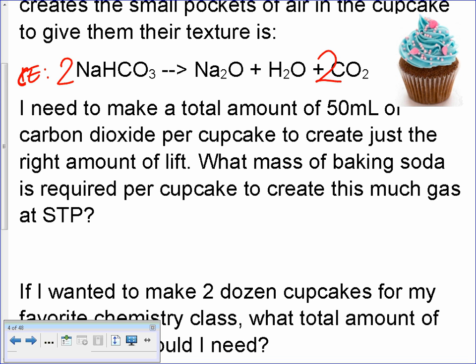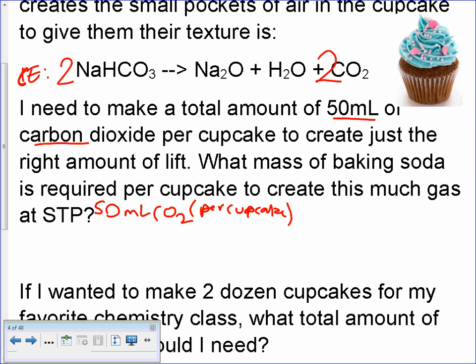You got it down. So as for reading, I want you to write down the important pieces of information. So what's the first important piece you see? 50 mils of what? Carbon dioxide. So write down 50 milliliters CO2. That is a piece of given information. Per cupcake. So just keep that in mind. This is per cupcake. I'll not even write it, just to keep it in mind. To create just the right amount of lift. So what's my question? You can see it in the next sentence. What am I looking for?